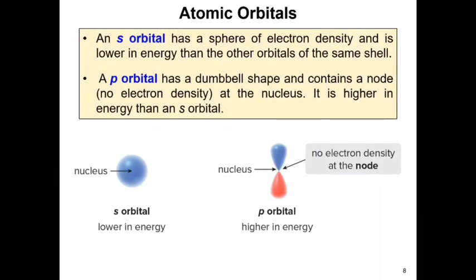In the quantum mechanical model of the atom, atomic orbitals are defined as the regions of space within an atom where there's a high probability of finding an electron. And there are 4 main types, the S, P, D, and F orbitals. But here in organic chemistry, we only care about the first 2, the S and P orbitals. The S orbital is spherical in shape and has the lowest energy of all the orbitals. The P orbital has a dumbbell shape, as shown here, and it contains a node at the nucleus, which means that electrons cannot exist here.